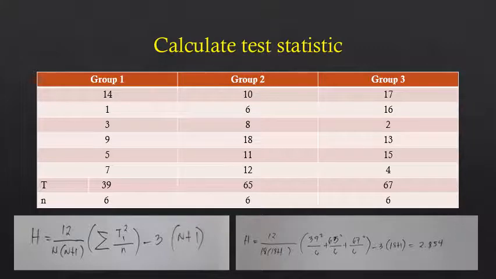So there, you could notice that the denominator would be 6, 6, and 6, minus 3 times our big N, which is the number of our ranks, 18, plus 1. This would be our solution, our result for calculating the statistics, 2.854. So that would be the result of our calculation for the test statistics.